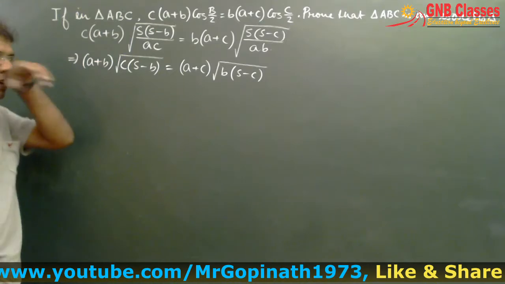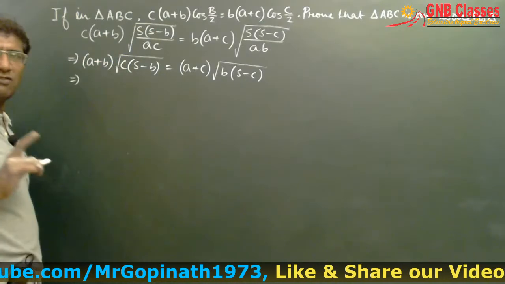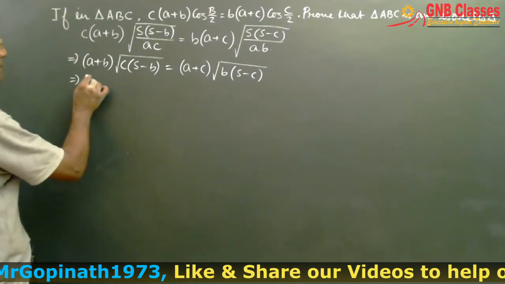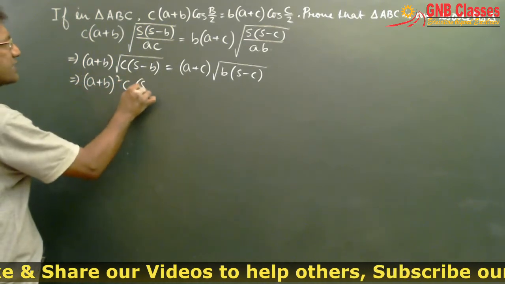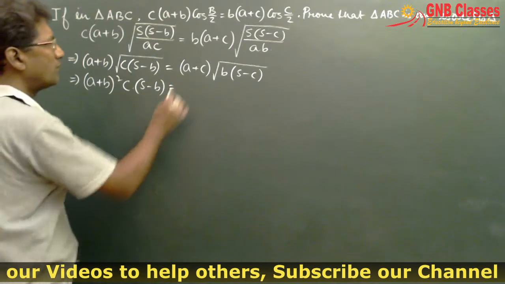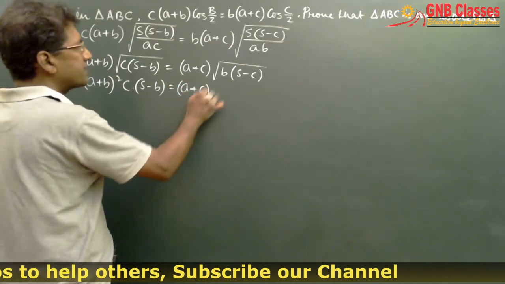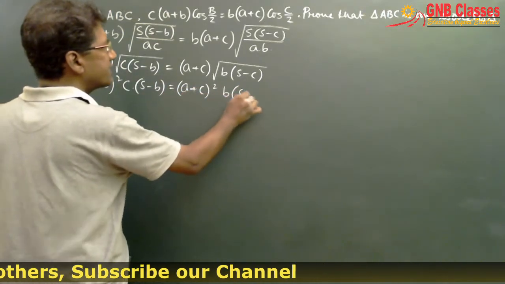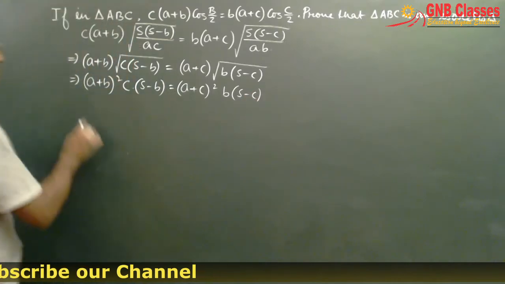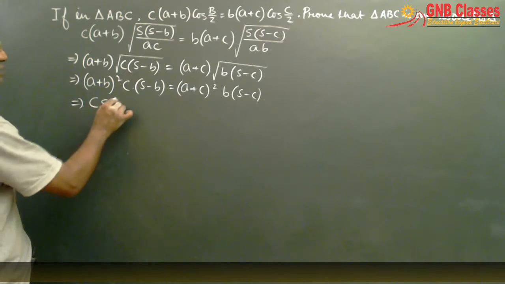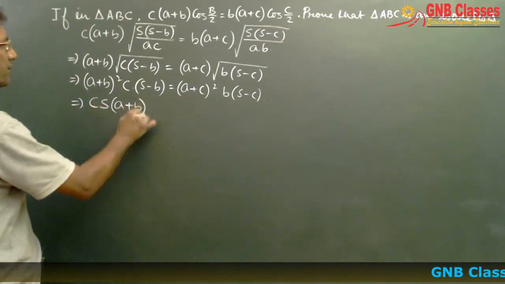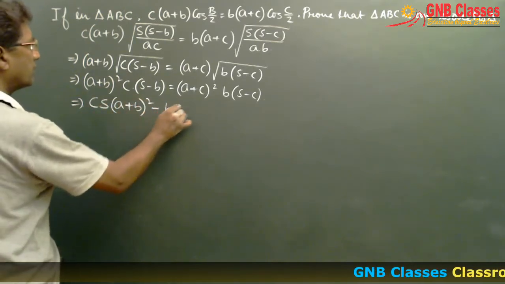Have you understood this? Now let me square both sides. If we square both sides, what are we going to get? (a plus b) whole square times c(s minus b) equals (a plus c) whole square times b(s minus c). Is it clear? Now, just by simple multiplication, what are we getting?